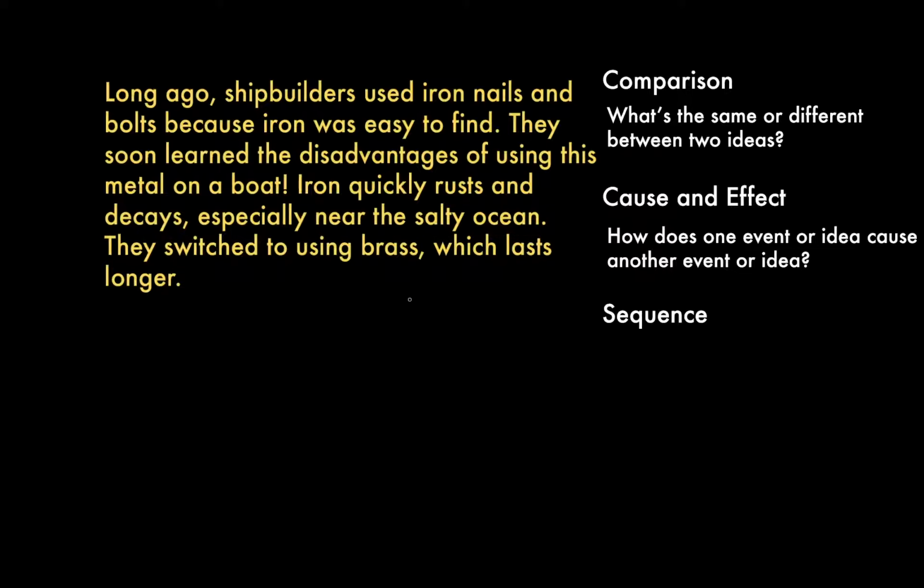And finally, sequence. What order did things happen in? Now the paragraph begins with long ago and talks about iron before it talks about brass. It then describes how shipbuilders switched to brass, so iron came first in the sequence. So when I read this passage on shipbuilding, even though it is very short, I'm able to make a lot of connections between ideas. Doing this deepened my understanding and helps me to become a better reader.